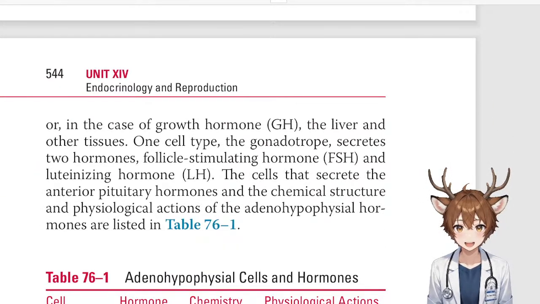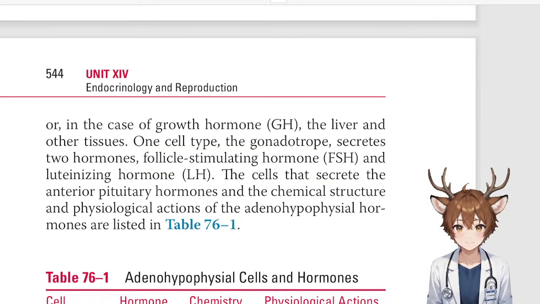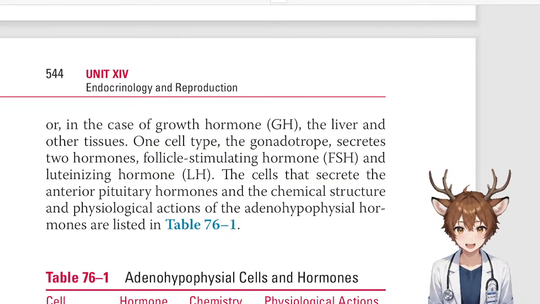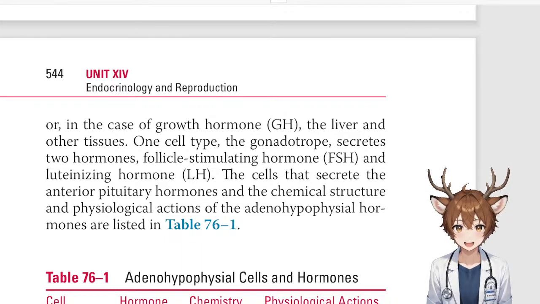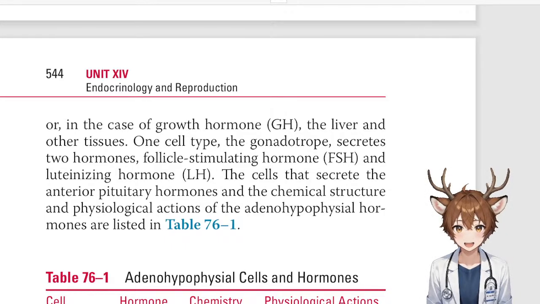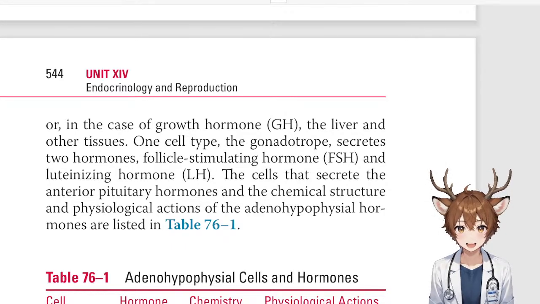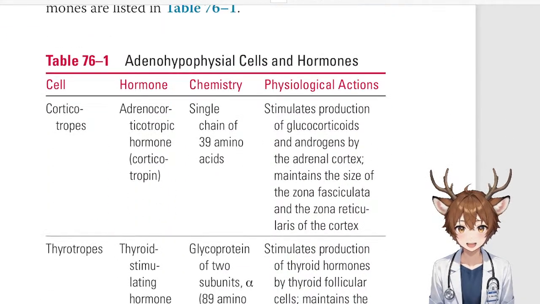So sort of like a multi-part thing. Or, in the case of growth hormone, the liver and the other tissues. One cell type, the gonadotrope, secretes two hormones, follicle-stimulating hormone, FSH, and luteinizing hormone, LH. The cells that secrete the anterior pituitary hormones and the chemical structure and physiological actions of the adenohypophyseal hormones are listed in Table 76.1. And you can see it right here.